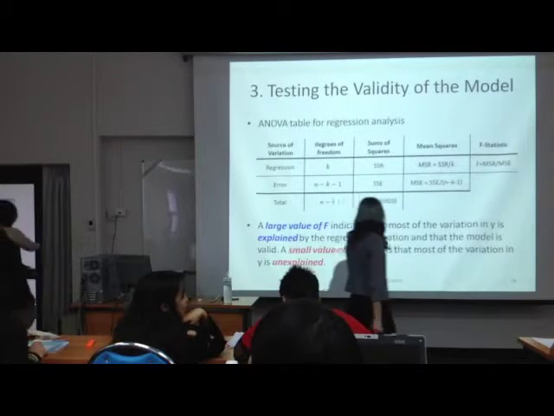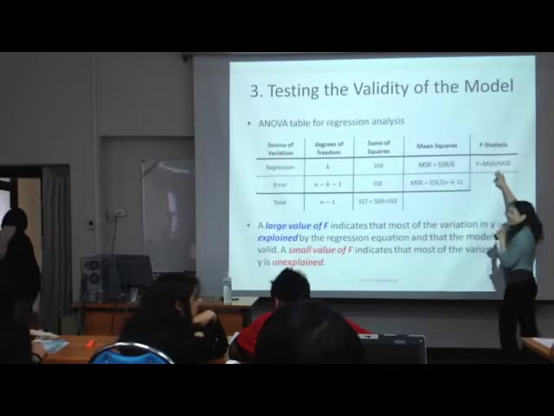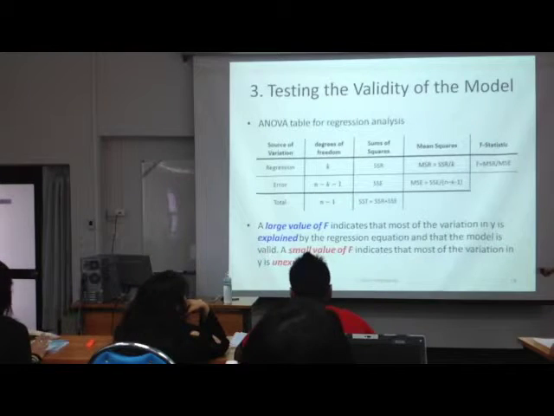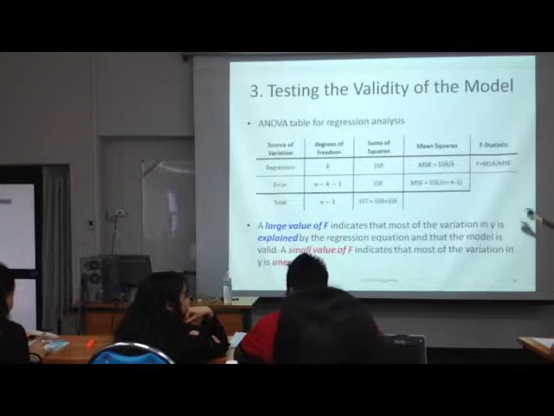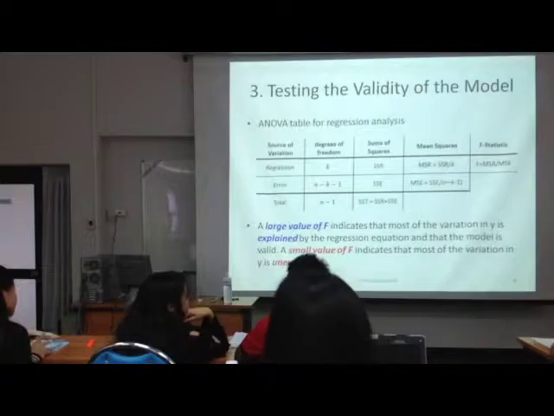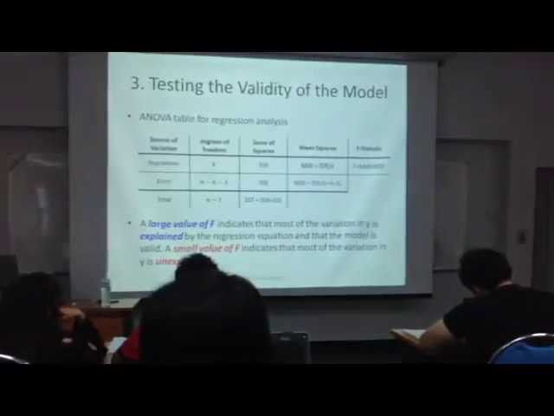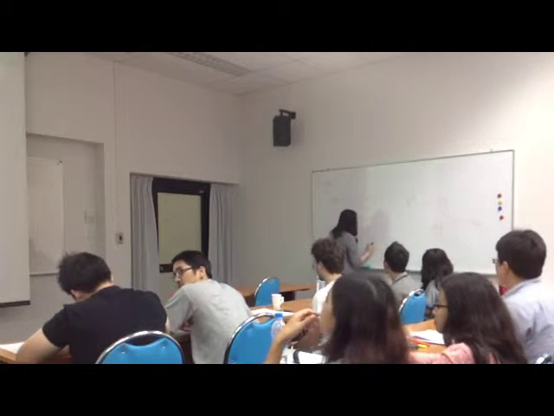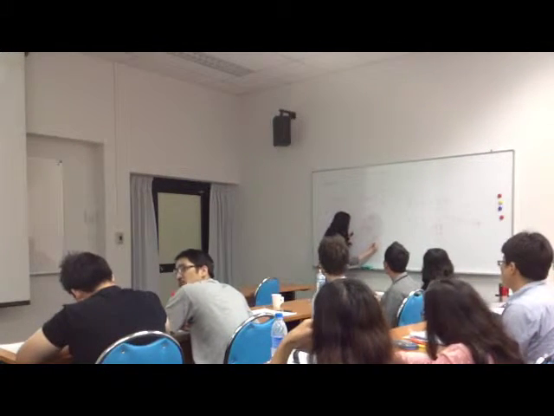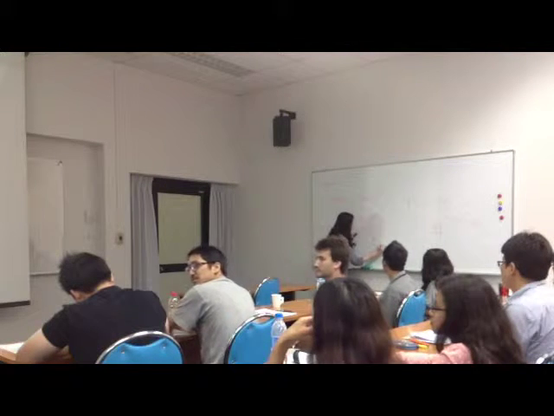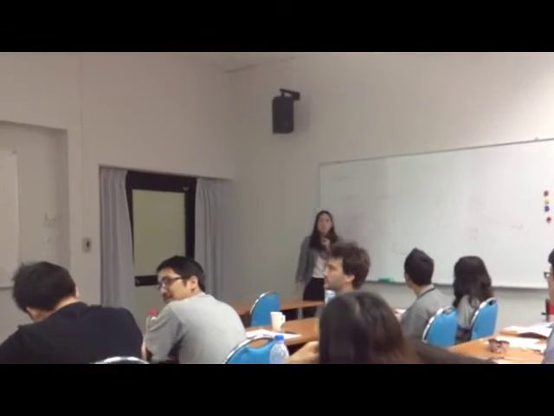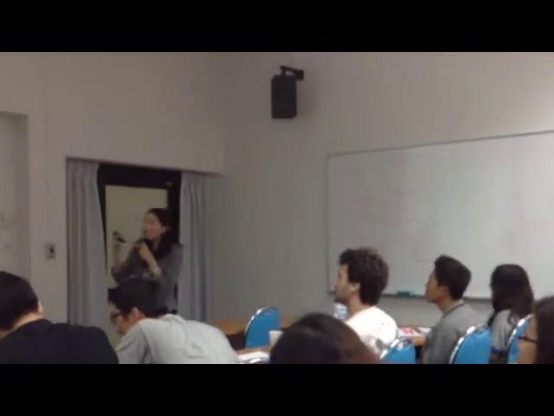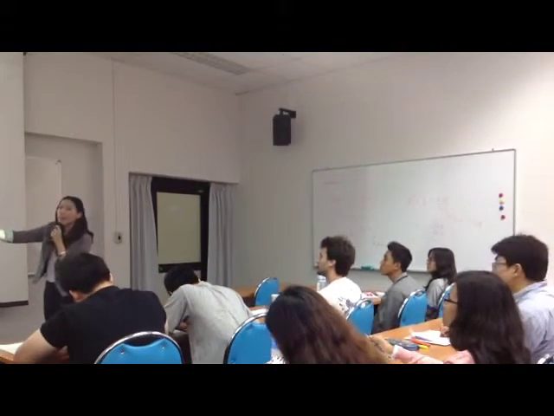The test statistic is right here, the F value. We're going to use the F test statistic, and this test statistic follows the F distribution with k and n minus k minus 1 degrees of freedom. We always use the degrees of freedom for the error.